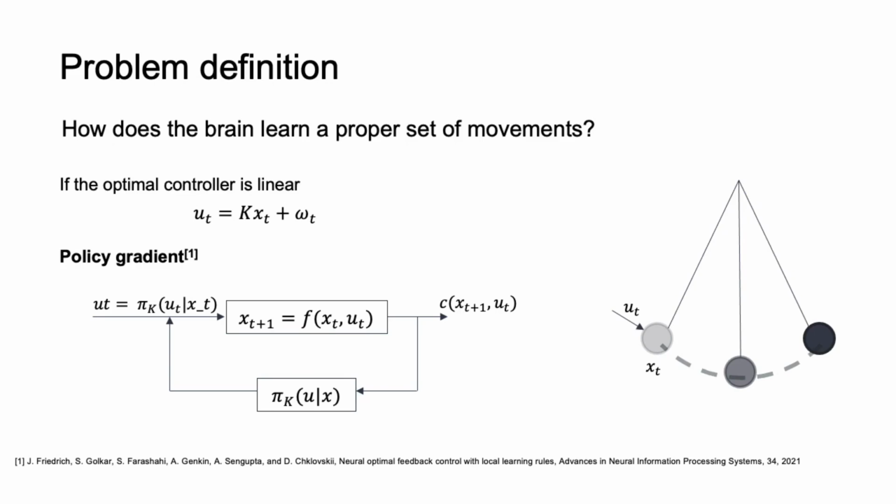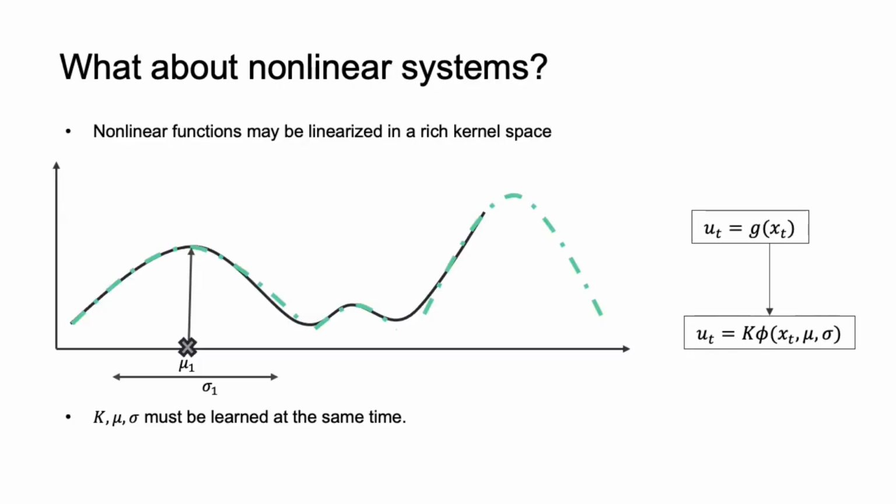In case the optimal controller is a linear function of the state variable, reference 1 has proposed a biologically plausible implementation of a learning rule based on policy gradient which satisfies local synaptic plasticity rules. So what about nonlinear systems? A lot of problems in neuroscience are nonlinear, meaning that the optimal controller is usually a nonlinear function of the state variable. So how could we solve the problem in that case?